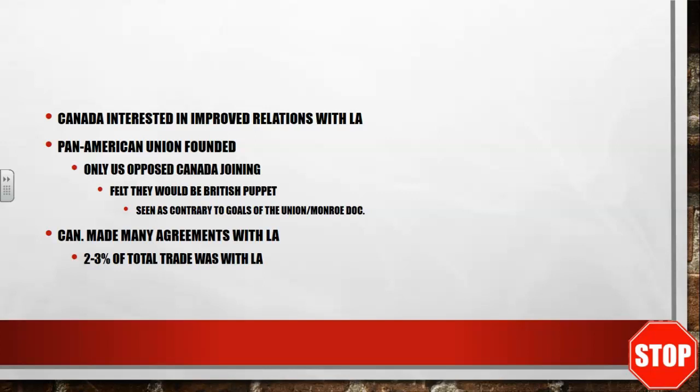Canada, being a Commonwealth country, is ultimately just going to do what the British want them to do, and therefore Europeans are going to be having a say in the Pan-American Union, which is a violation of the Monroe Doctrine, so we don't want them in here, or so the Americans think. And that's really one of the big reasons why Canada is never going to join the Pan-American Union.